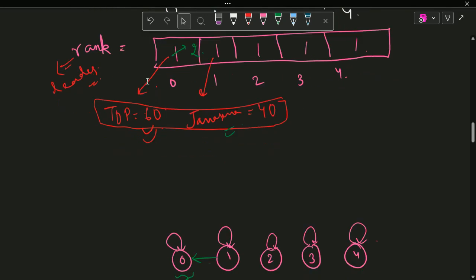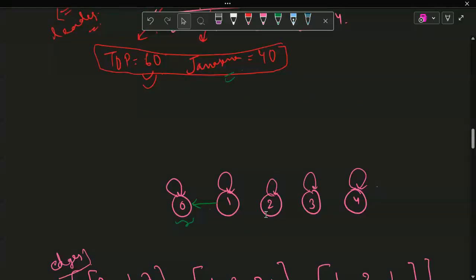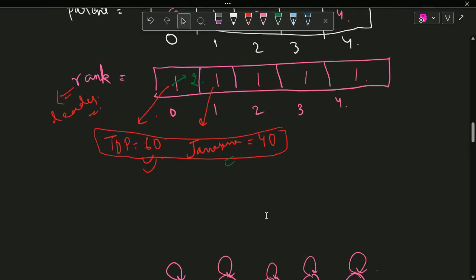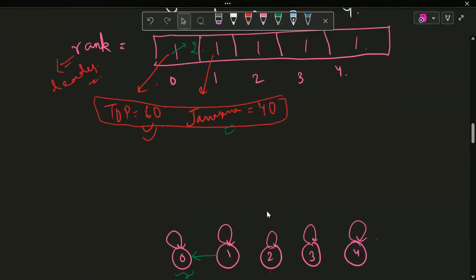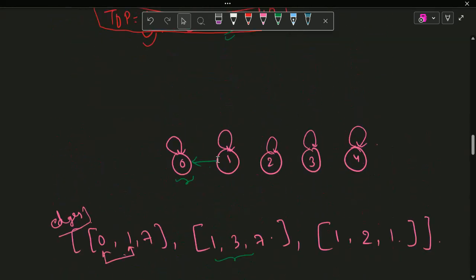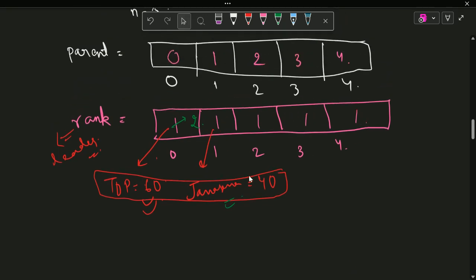Now, coming to the next edge, 1, 3, 7. We join 1 and 3 with a weight cost of 7. Now we compare the ranks of 1 and 3. 1 and 3 have the same rank, so we can keep any of them as the leader.